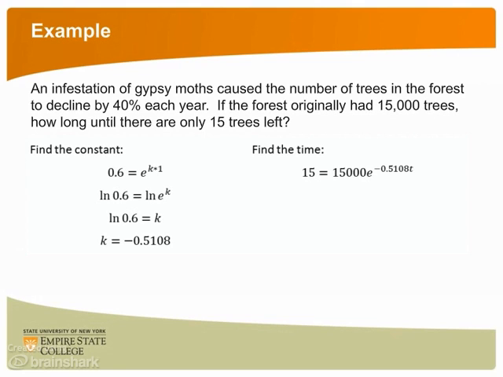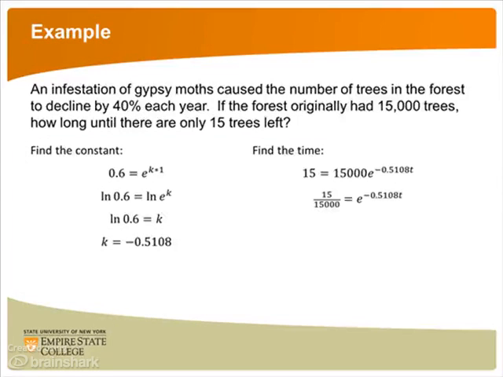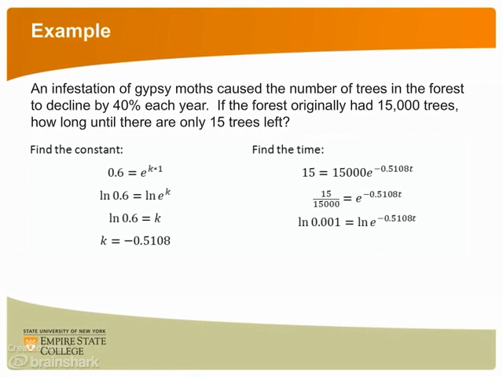Our target population is 15, and the initial population was 15,000. Entering this information into the formula, we have 15 equal to 15,000 multiplied by e raised to the negative 0.5108 times t power. Divide both sides of the equation by the initial population of 15,000. Take the natural logarithm of each side. Note that we calculated the 15 divided by 15,000 and got a result of 0.001. We could have left the division as a fraction, but the result was a nice decimal, so we chose to change to decimal notation.